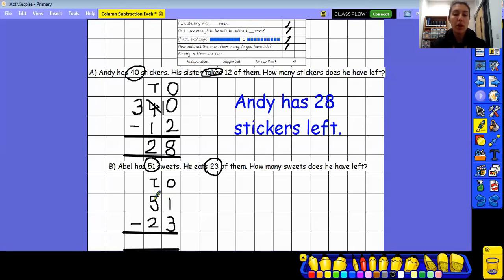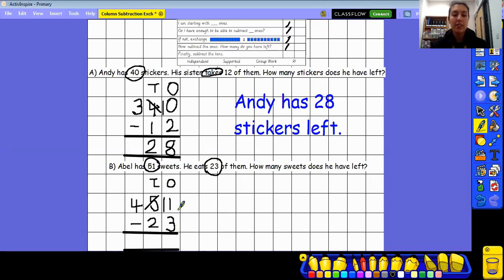So I'm going to take one of my 5 tens and place it in my ones column as 10 more 1s. And that means I don't have 5 tens anymore. I've actually got 4 tens. And I don't have 1 one anymore. I've now got 11 ones. So now that I've done my exchange, I've got plenty of 1s here to be able to take away 3.